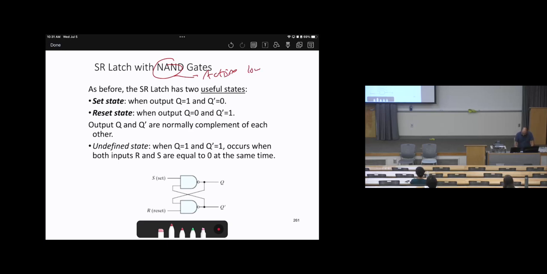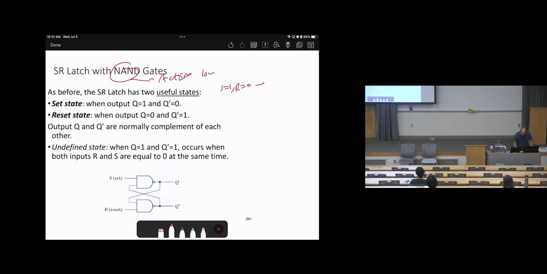So whenever S equals 1, R equals 0, we are in reset mode, which is Q will be 0. When S is 0, R is 1, we are in set mode, which is Q will be 1. When S equals 1, R equals 1, we are on hold, while S equals 0, R equals 0 is forbidden. This is the opposite of what we know in the active high, right? Just the opposite, replace 1 by 0. And that's it.